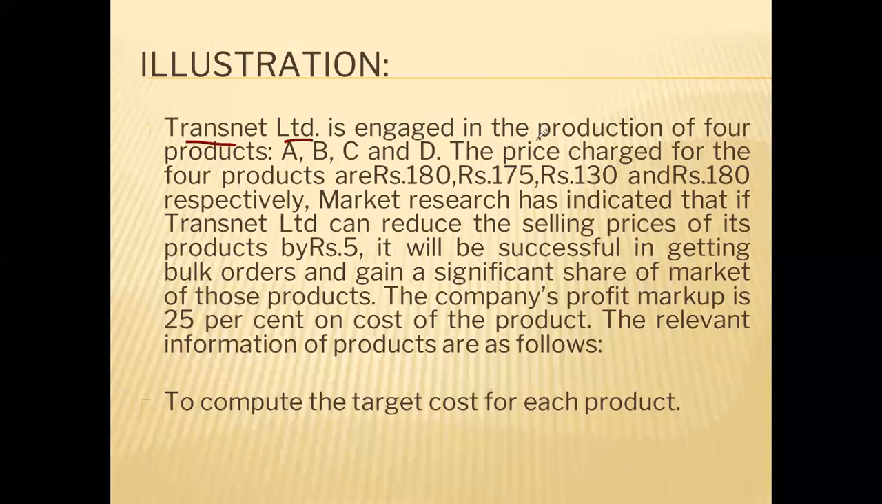Transnet Limited is engaged in the production of 4 products, A, B, C, and D. The prices charged for the 4 products are 180, 175, 130, and 180 respectively. So this company, Transnet Limited, is producing 4 products, A, B, C, and D. The price charged for each product is given.